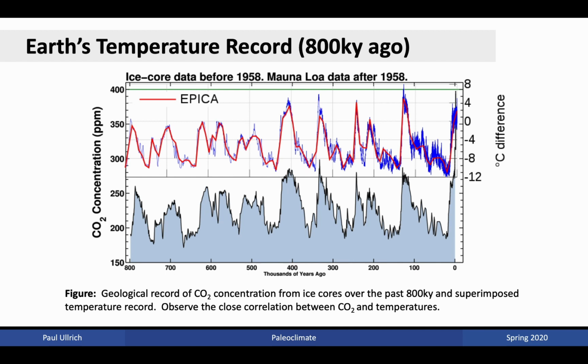The carbon dioxide concentration in the Earth's atmosphere over the past 800,000 years has largely only varied between approximately 180 parts per million during glacial periods and 280 parts per million during interglacial periods. It's only recently that we've seen carbon dioxide concentrations exceeding 280 parts per million, again because of human activity.